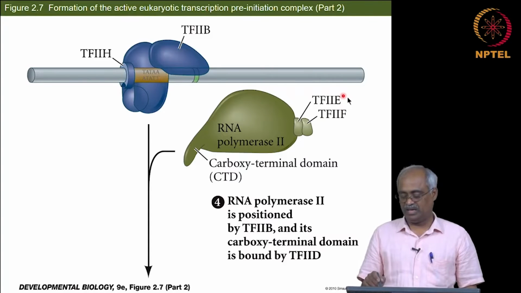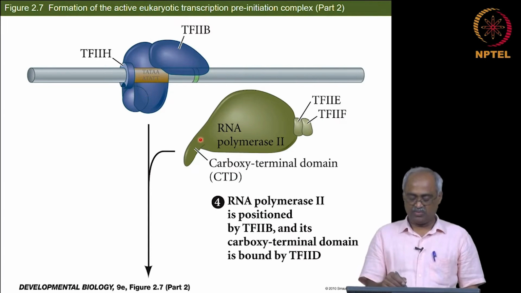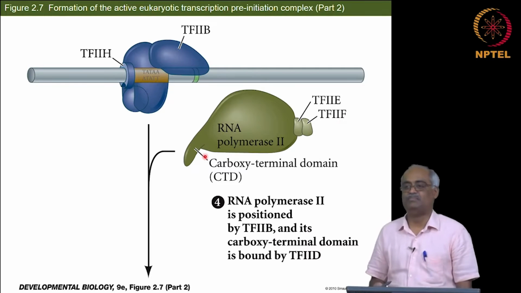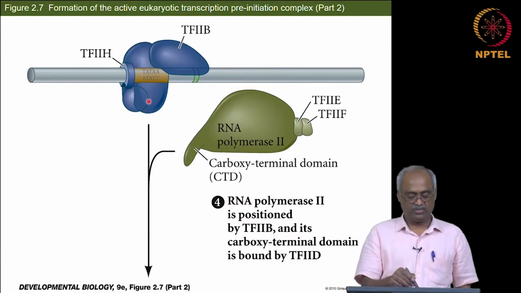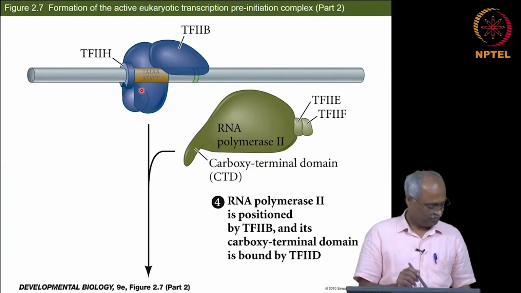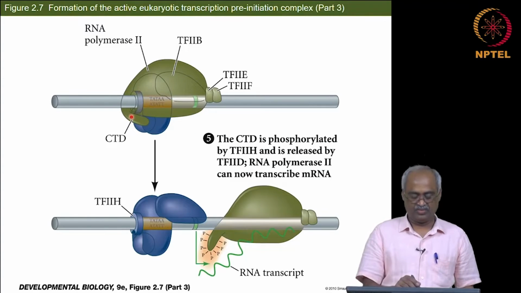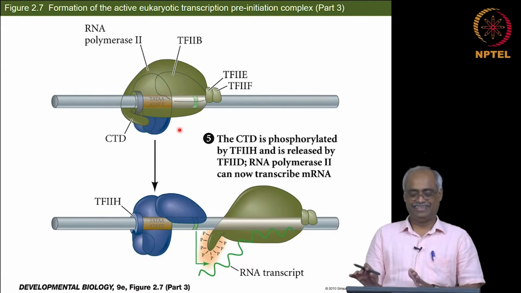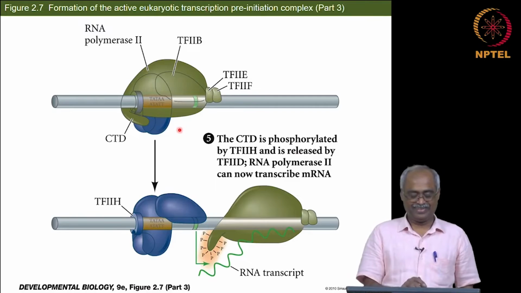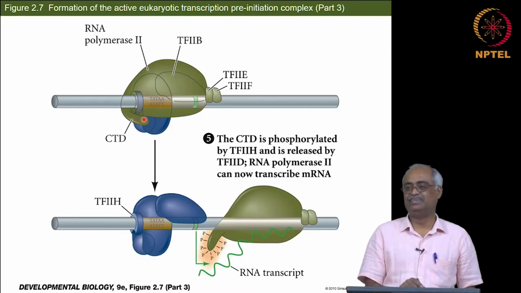and to the Pol 2 you have the E and F already binding to it, and when it binds, this carboxy terminal domain CTD plays a major role in regulation. So, that is bound to the 2D structure, this main molecule, and so that is how it is. So, this is already set, but it is not go. Okay. So, that requires phosphorylation of CTD.